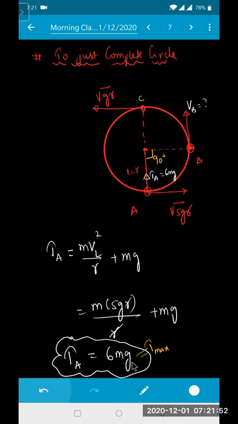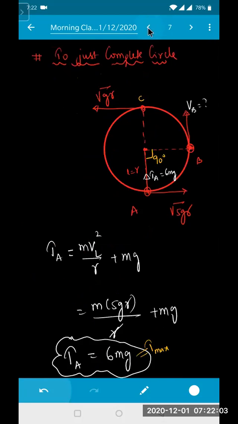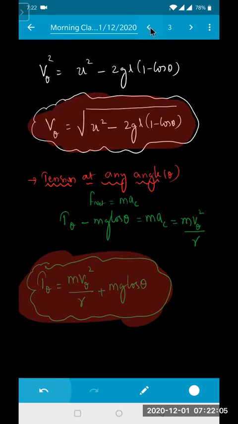Tension at point A is how much? Tension at point B means it will be 90, kada? So what will be the tension at that position? Tension at any point, you know the formula. This one, kada? Cos 90. This will become 0.